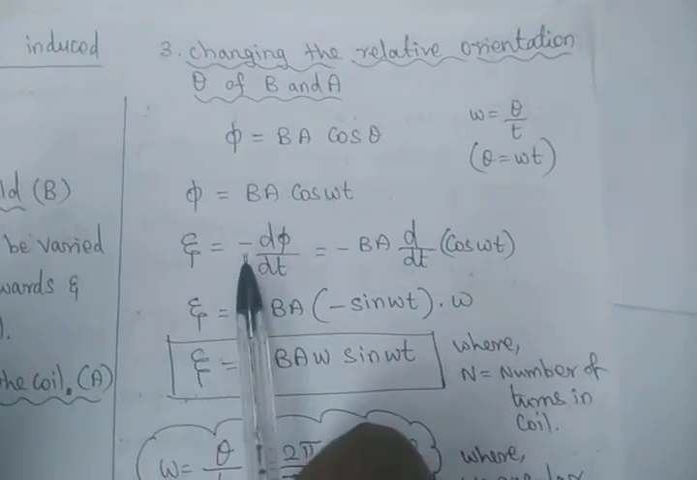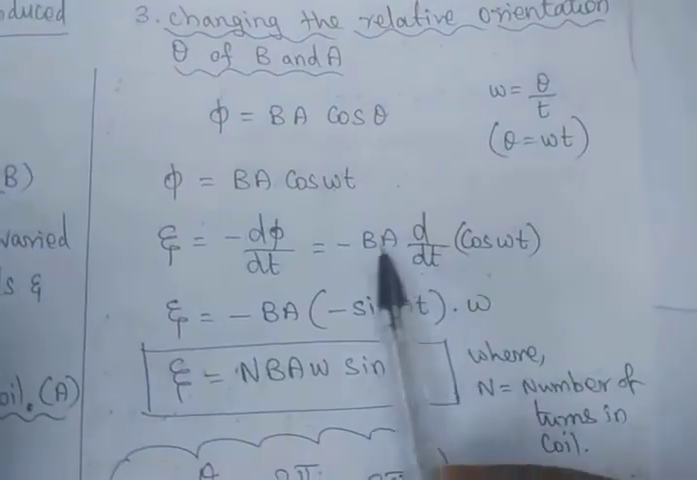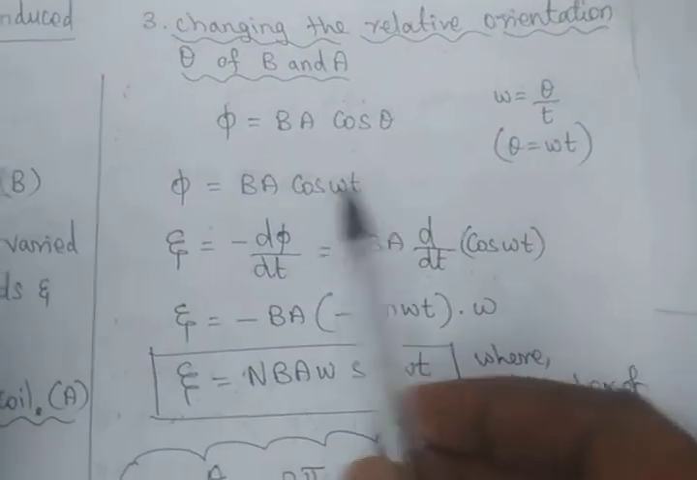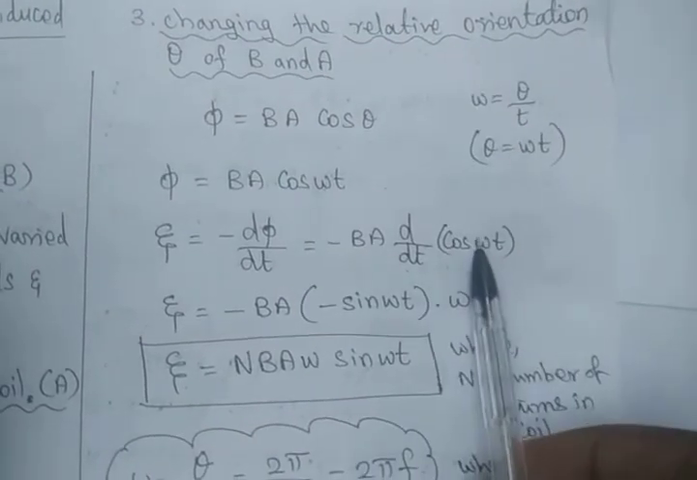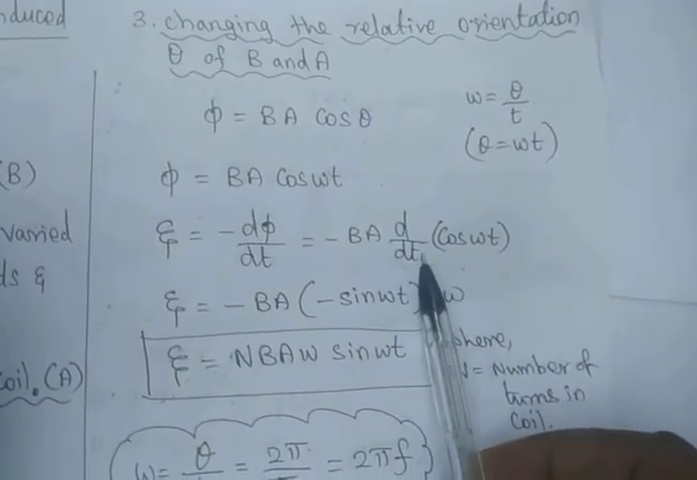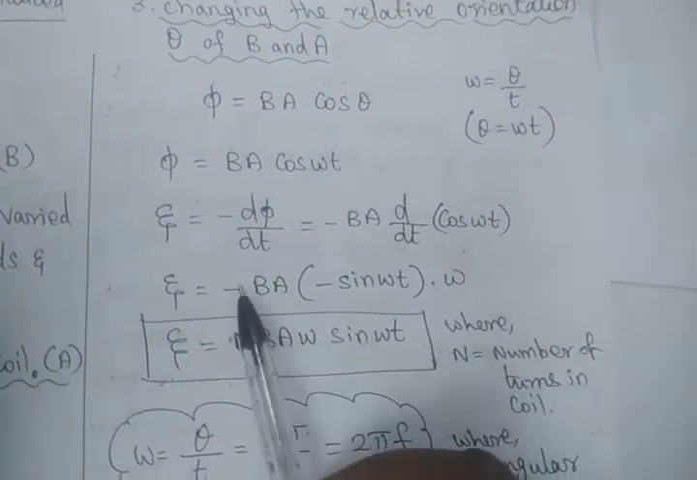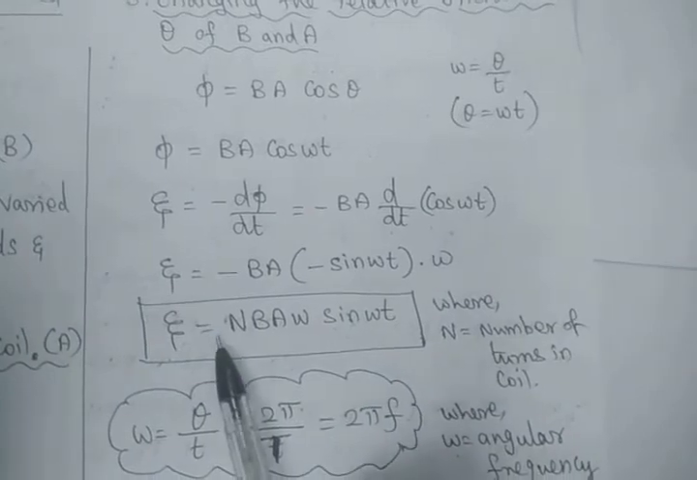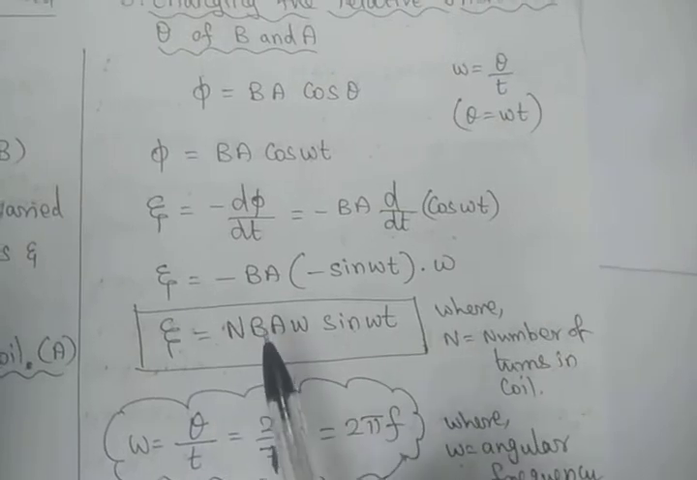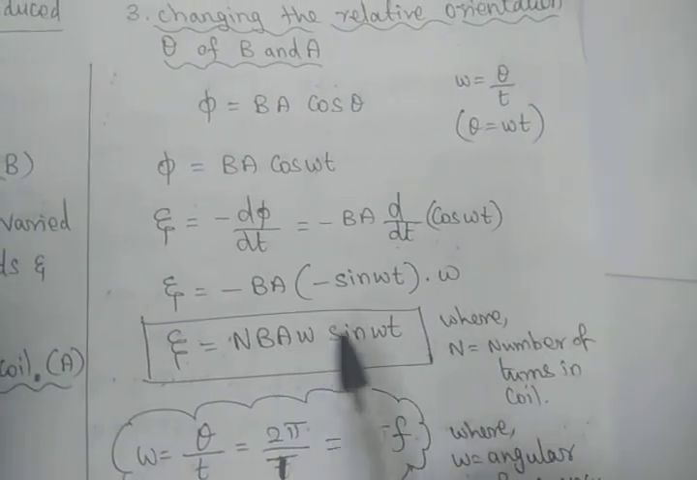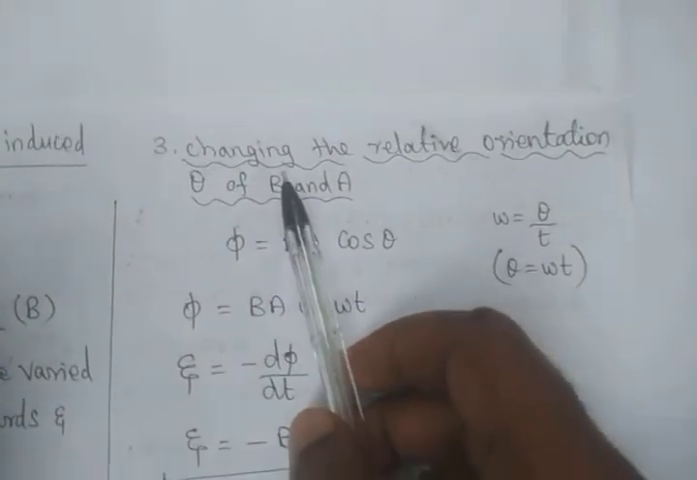So the EMF is equal to minus d phi by dt, which is minus BA d by dt of cos omega t. BA is taken outside. The differentiation of cos omega t is minus sin omega t into omega. So minus into minus is plus. So the EMF, if there is a total number of turns N, is N B A omega sin omega t, the induced EMF when we change the orientation between B and A.